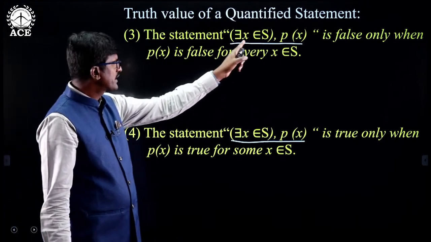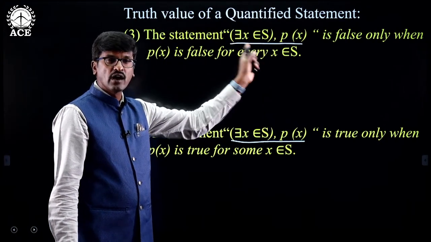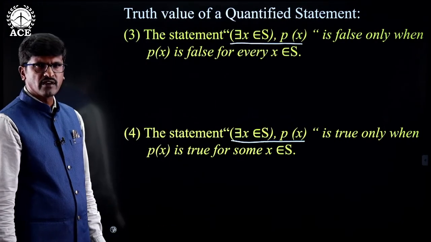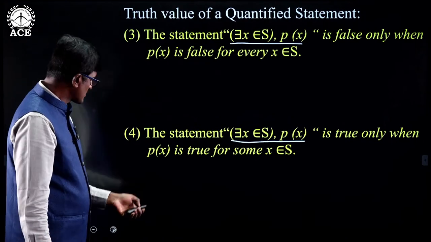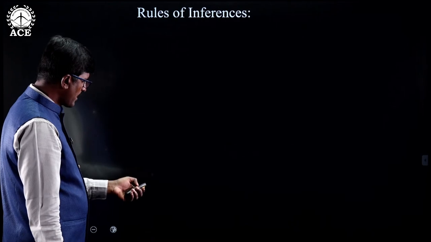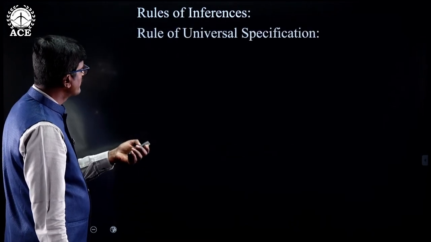So if you want to prove that this statement is false, then you have to prove for every x value that the open statement P of x is false. So these are the truth values of quantified statements. Now we have some rules of inferences.